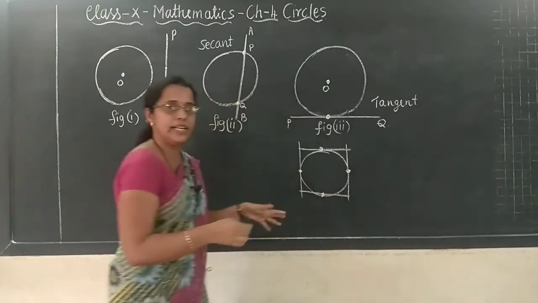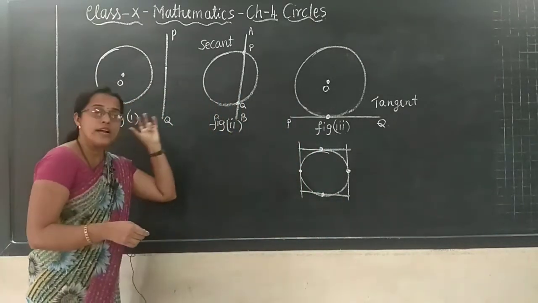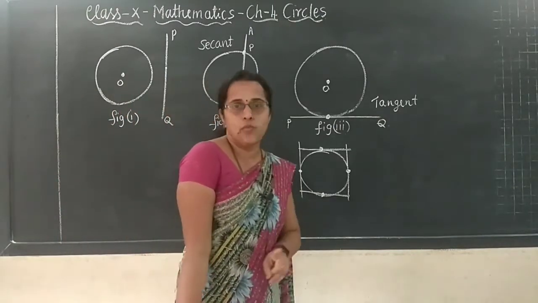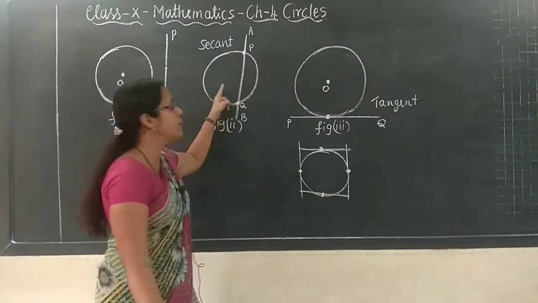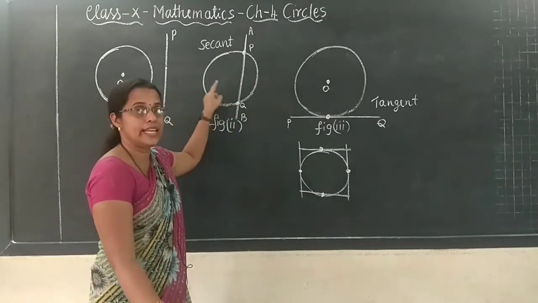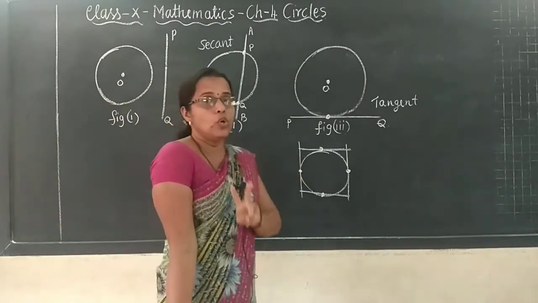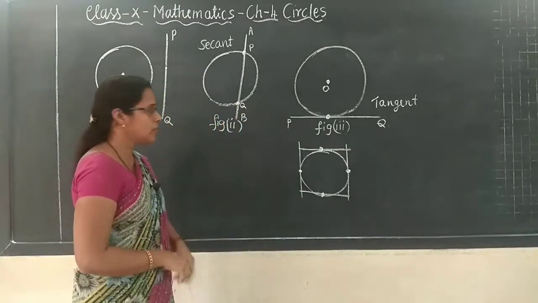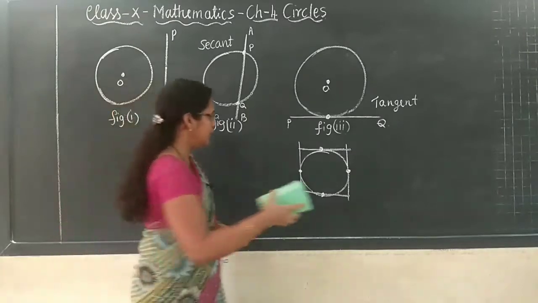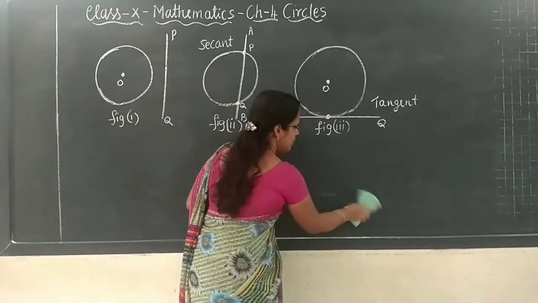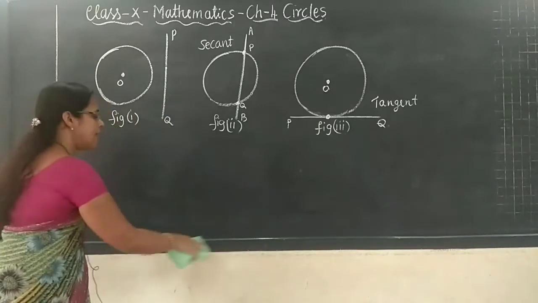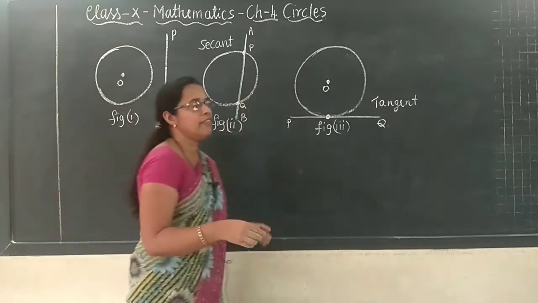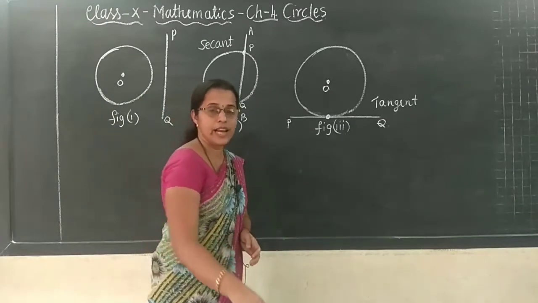If any figure is given, to identify the tangent it should touch the circle at only 1 point. Otherwise, it will become a secant like this. Is it okay? A secant intersects the circle at 2 points. Now, after learning this, we have to write about the secant and the tangent. What is the explanation of these 3 figures? Write it in your math classroom.